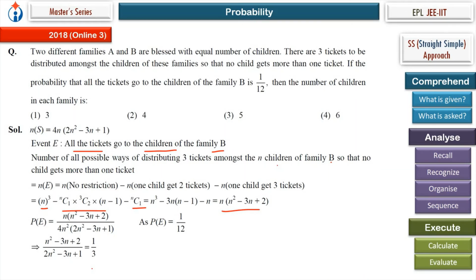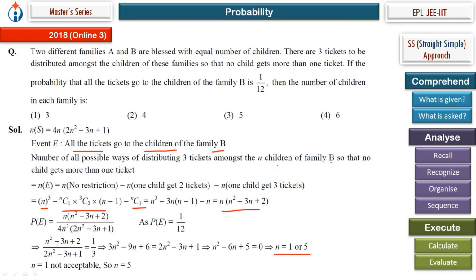Simple quadratic equation. We simplify that. We get the value n equal to 1 or 5. Now n equal to 1 is not acceptable. Why not acceptable? Because if family A has 1 child, family B has 1 child, so there are only 2 children, and you have 3 tickets.